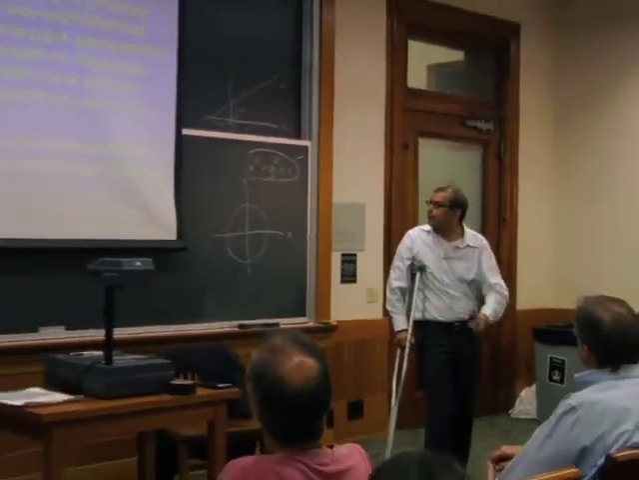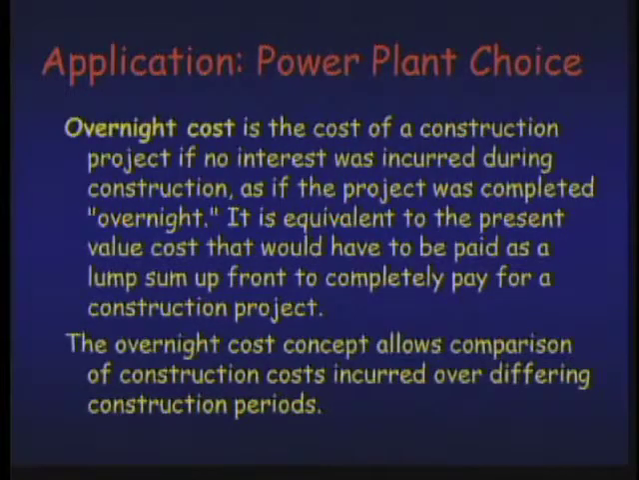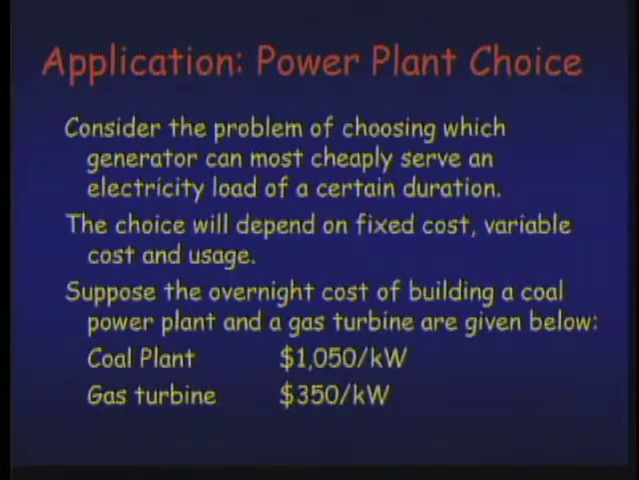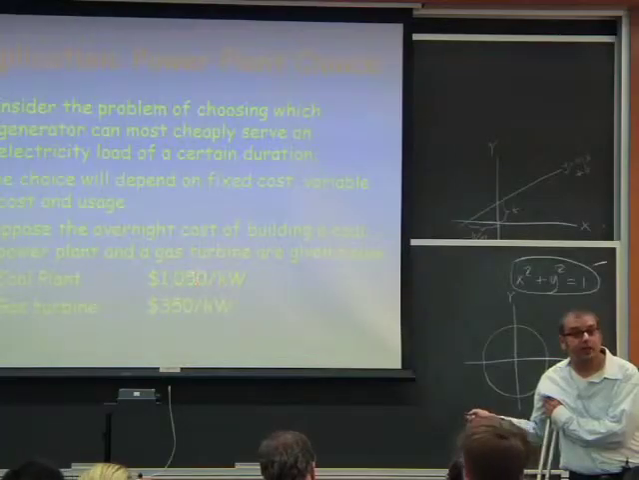So the overnight cost, I think I gave you the definition here, is the cost of the construction project if no interest was incurred during construction, as if the project was completed overnight. Of course, that's not reality, so to compute overnight costs, you take the present value of all cash flows during construction. It allows you to compare construction costs across technologies which have very different time horizons, construction periods. Okay, so here are the overnight costs. And those costs are expressed per kilowatt of capacity.